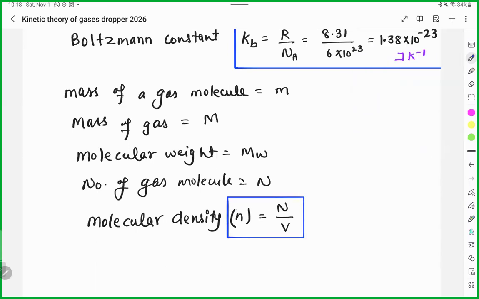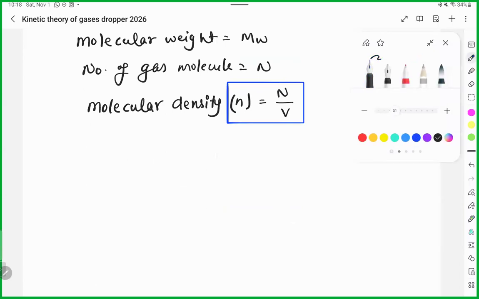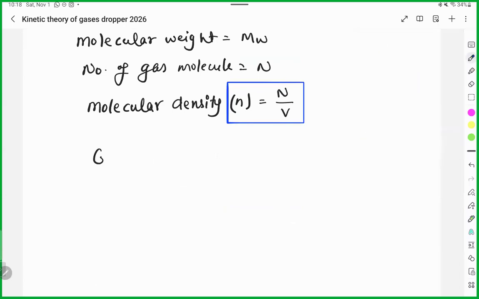We try to understand this. Don't memorize this topic because we're going to use it throughout this chapter. Just go through it once again, because all these are the symbols we will use in the full chapter. Last, gas density.